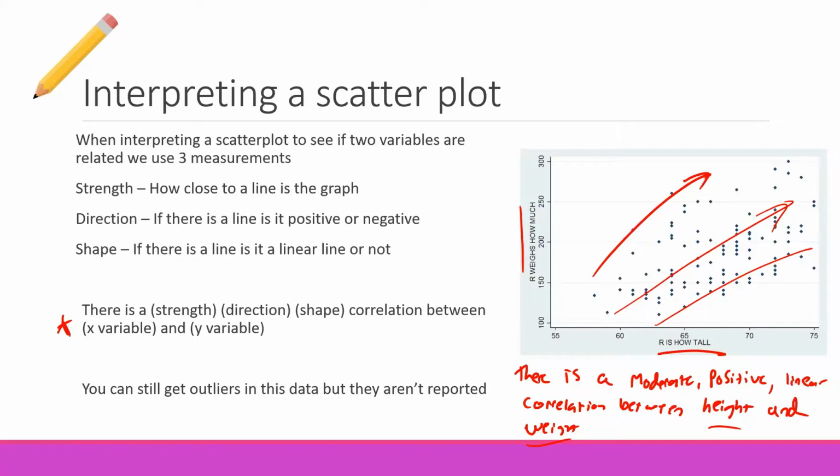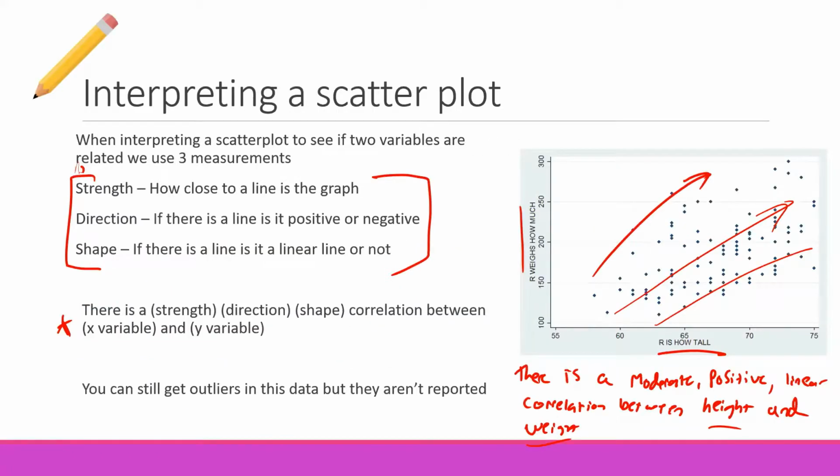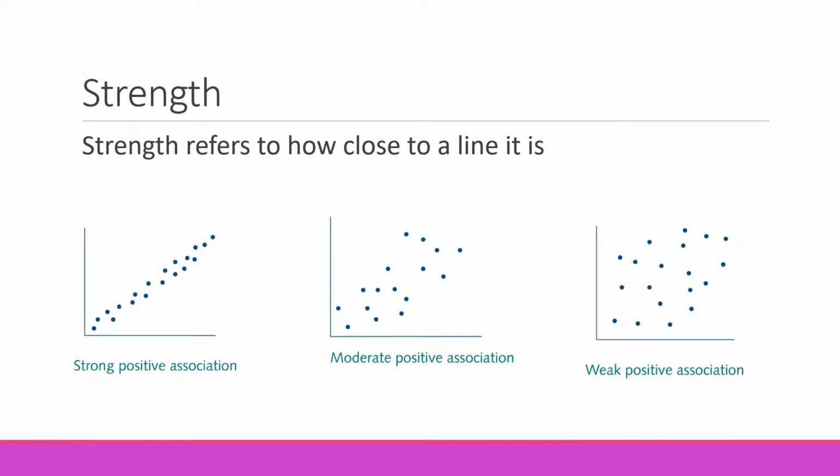So what I wanted to do for this next bit is to go into a little bit more detail with these three terms here. I originally had you copy them down, but I've actually already got you to copy them down here, so there's not really any need. We're going to talk about the first one, which is strength. Strength refers to how close to a line it is, as I said here. How close to a line is the graph? So we've got three examples underneath that I wanted to show you.